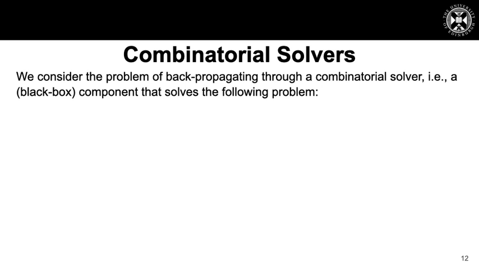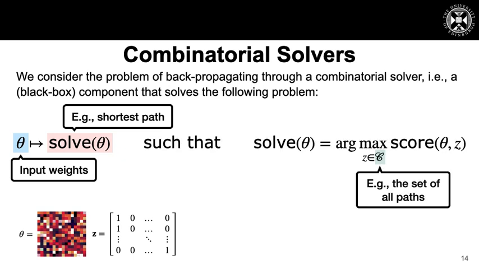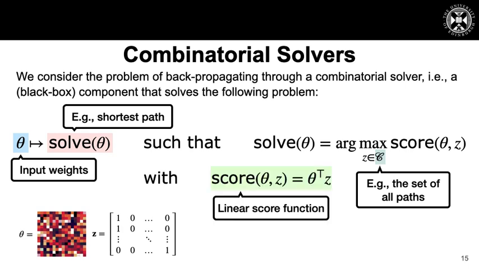In general, the problem we tackle in this work is the following. How do we backpropagate through a combinatorial solver? A combinatorial solver is a function that, given some input weights theta, for example, representing some edge weights in a graph, gives us a discrete solution z, for example, representing a shortest path. And it does so by returning the solution z from the set of feasible solutions C that maximizes some score function. And this score function is linear. This is the dot product between the input weights theta and the candidate solution z.